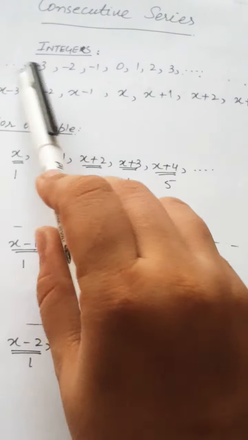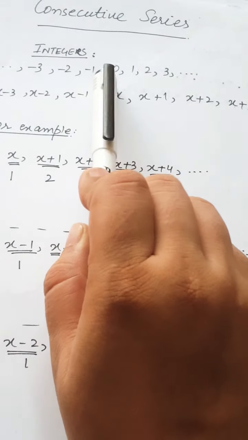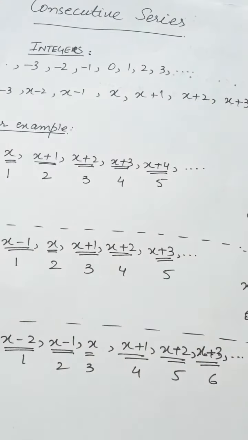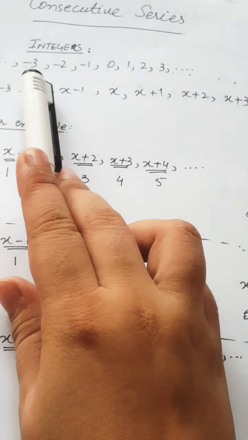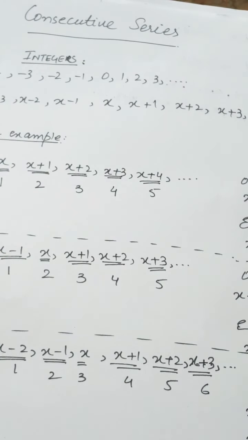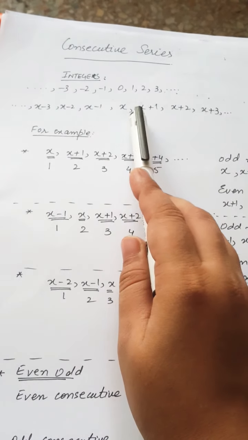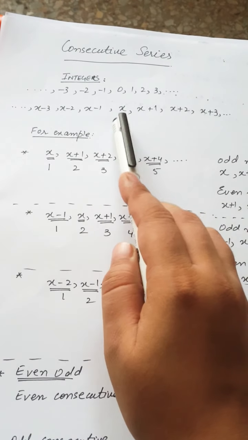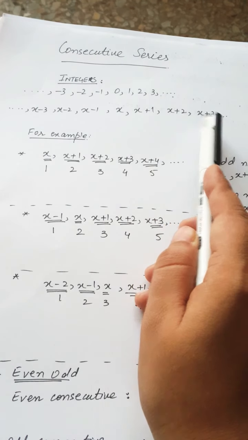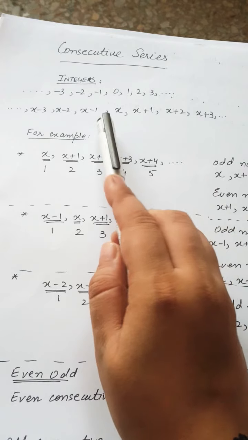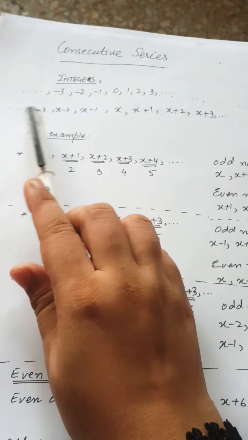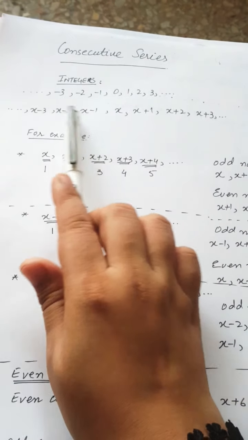We know that integers are on a number line, that's 0. If we move forward, we write plus 1, 2, 3, and if we move backward, we use minus 1, minus 2, and minus 3. Now when we go for algebra, the series is x. In place of 0 we write x. When we move forward we write x plus 1, x plus 2, x plus 3, and when we move backward we write x minus 1, x minus 2 and x minus 3. This is the consecutive series in algebra.